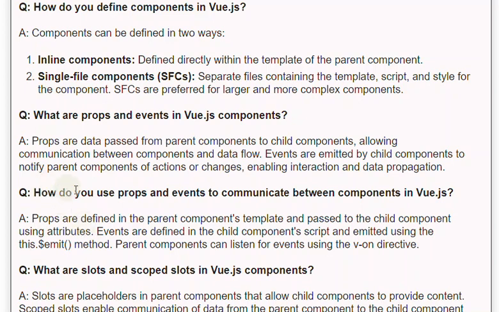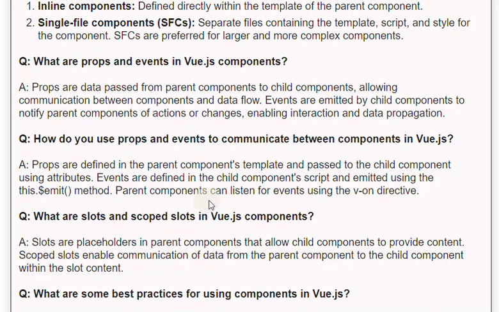Q. How do you use props and events to communicate between components in Vue.js? A. Props are defined in the parent component's template and passed to the child component using attributes. Events are defined in the child component's script and emitted using the $emit method. Parent components can listen for events using the v-on directive.